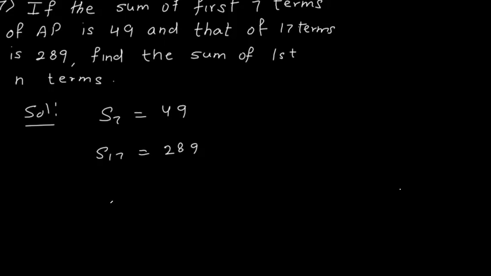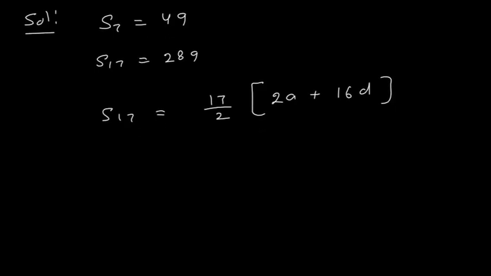So S17 first. I will write S17 is 17 divided by 2, 2a plus 16d. This is S17. So therefore 17 divided by 2 times, I can take 2 common, so 2 into a plus 8 times d is equal to 289. This is equation 1, I will say.